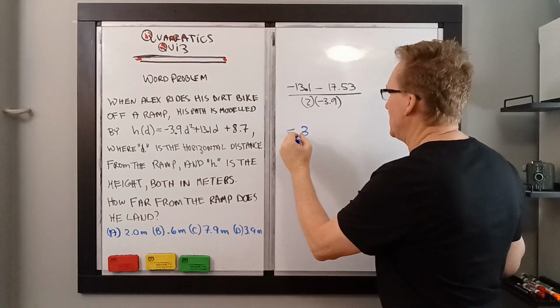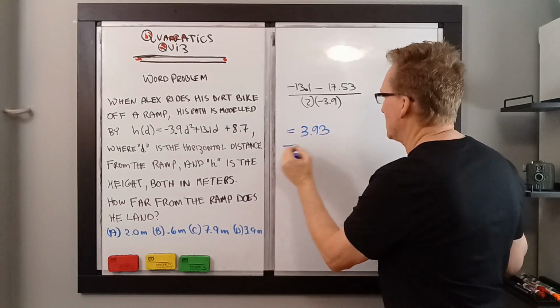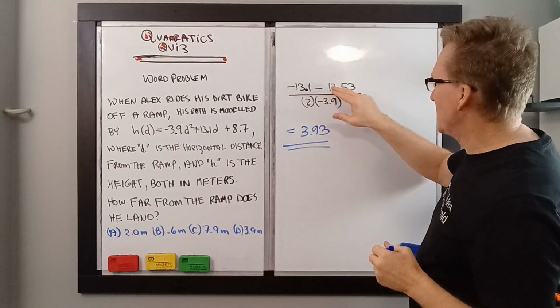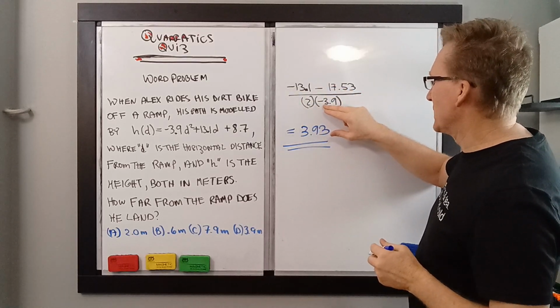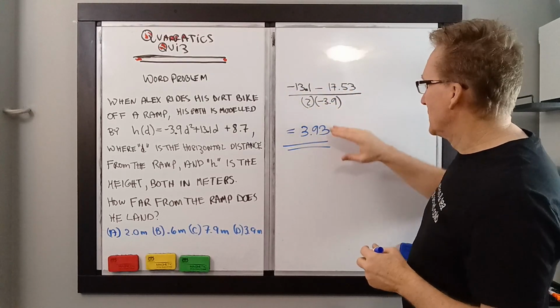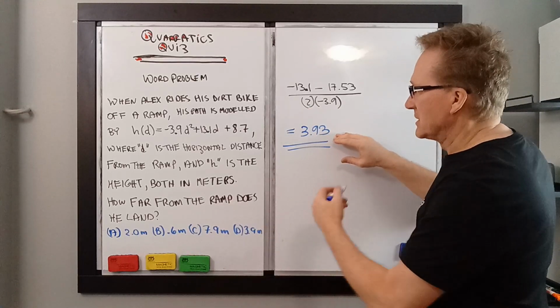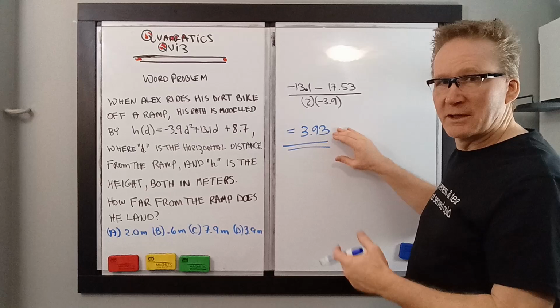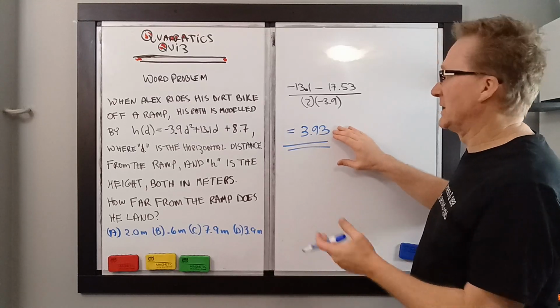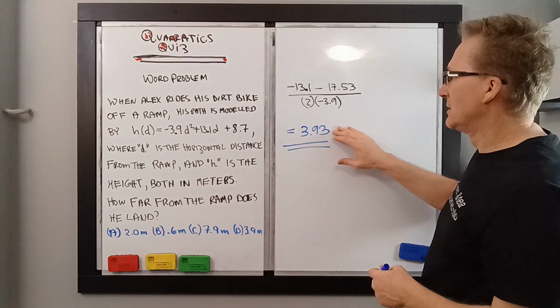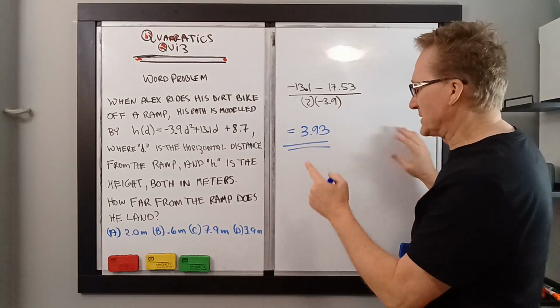I'm ending up with 3.93. Remember, we take this on the top first. You get a negative number, divide by a negative number, and then divide by this. You should get this answer here. So this is the number of meters. Is that a reasonable amount of meters to make a jump on? Maybe for a child, maybe not for an adult, but that's a reasonable number for a young person on a dirt bike. So let's just see if that's one of the answers here.